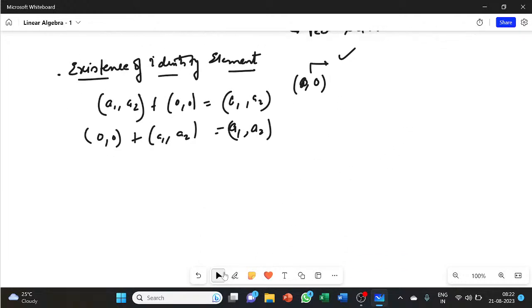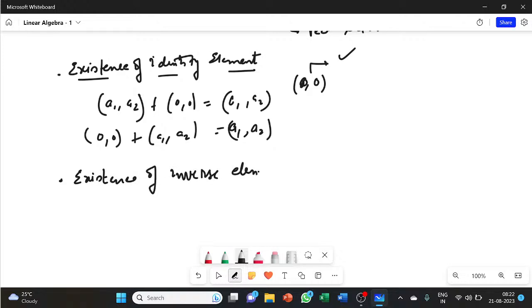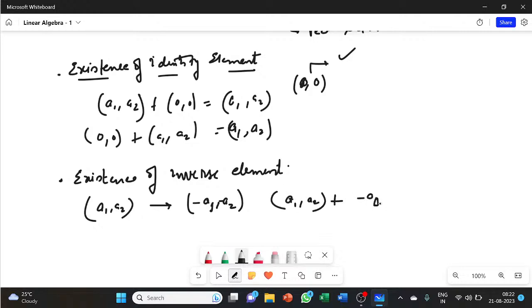Similarly, if you can think of an identity element, then you can also think of something called the inverse element. So if you have this a1 comma a2, corresponding to this you will have an inverse element, that is minus a1 comma minus a2. If you add this inverse element to your original vector, you will get the identity. So this is called your inverse element.